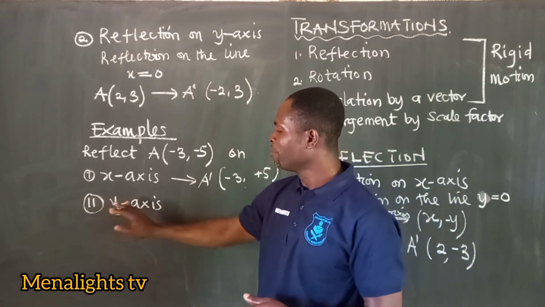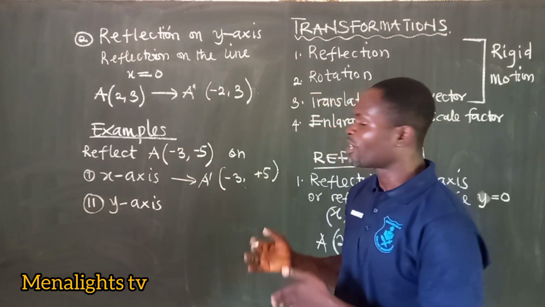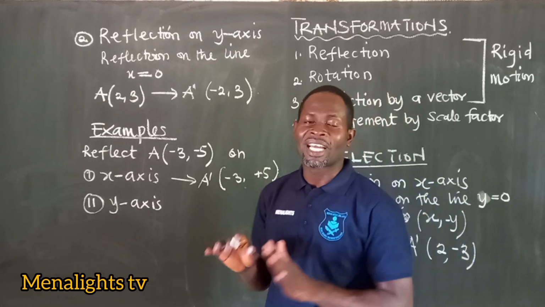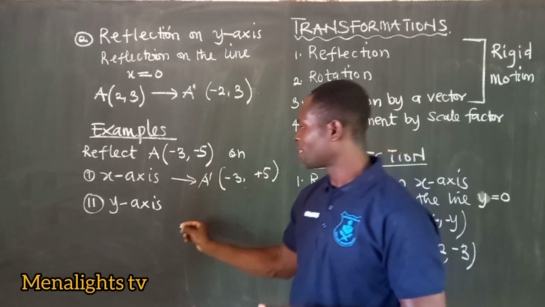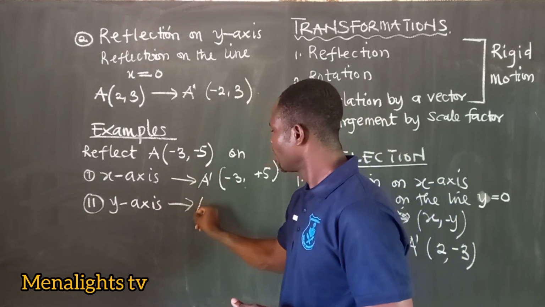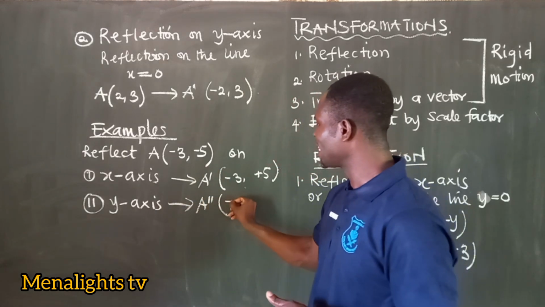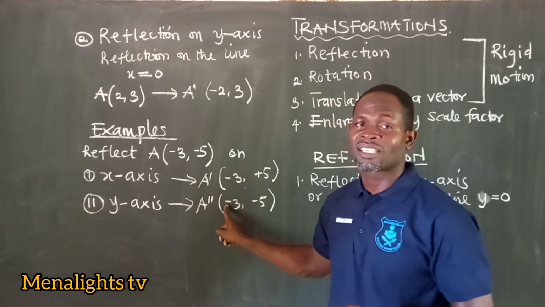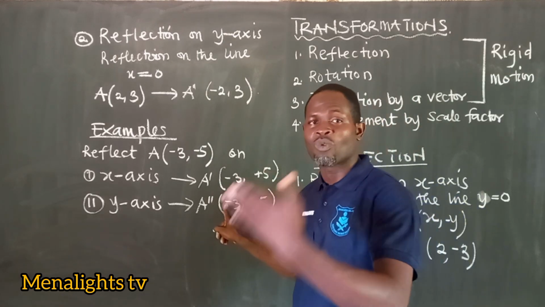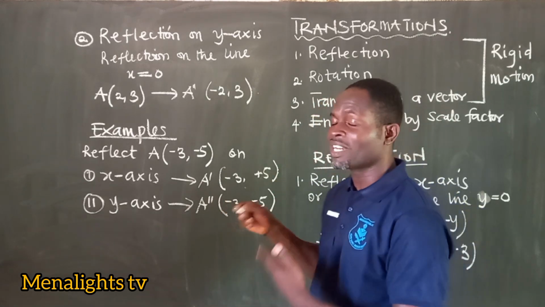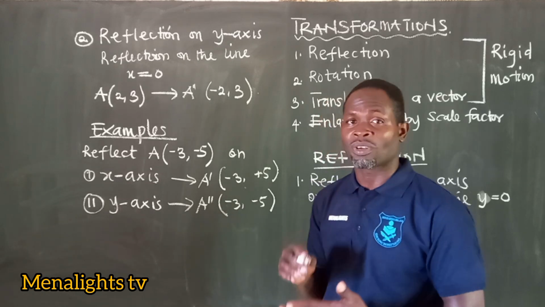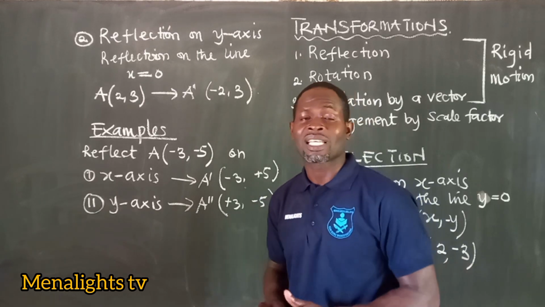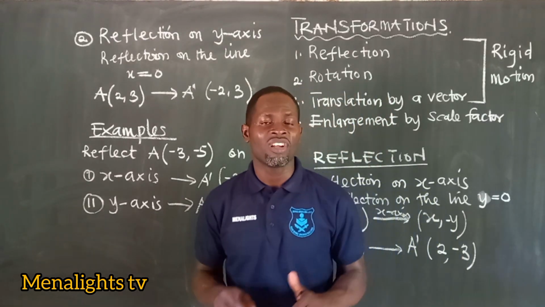Now when you are reflecting the same point A (-3, -5) on the y-axis, the x-coordinate is negative. So for our A image 2, the first one has to be negated, because we are reflecting on the y-axis. Since the number is already negative, negative will give us a positive. So this one becomes (3, -5). Now we look at a past question and use it to draw a graph.